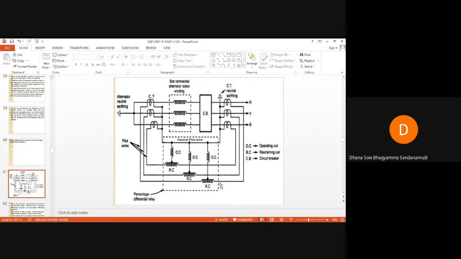So in this percentage bias relay, we can adjust a certain percentage of the winding. The restraint percentage can be adjusted. So depending on the restraint percentage and time setting of the relay, the time of operation of this relay, as well as the current at which the relay will operate, will vary.